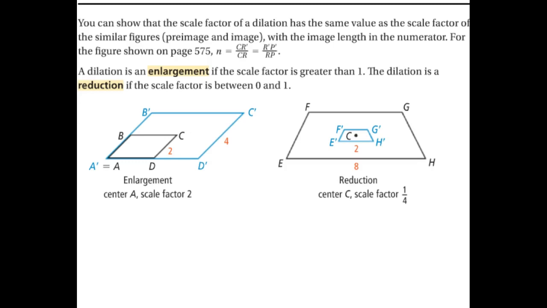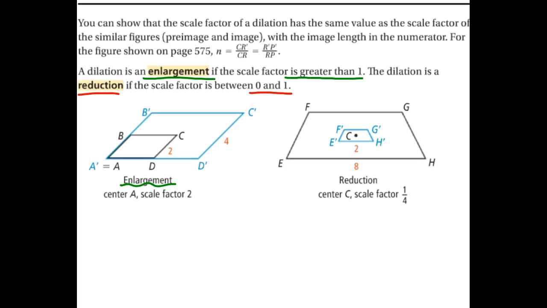So here you can see we have some dilations. We have an enlargement and a reduction. An enlargement is when the scale factor is greater than 1, and a reduction is when the scale factor is between 0 and 1. So the scale factor is always going to be positive, but it'll either be between 0 and 1 or greater than 1. So this first one right here is an enlargement.